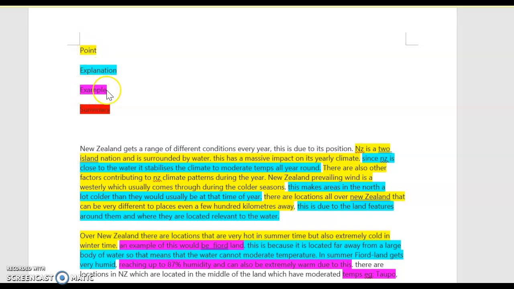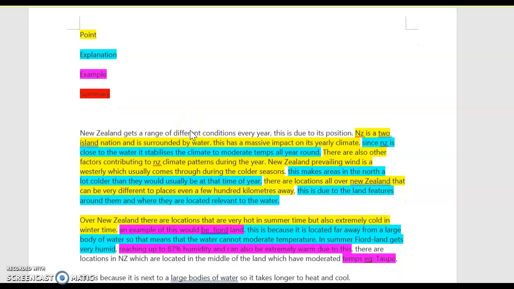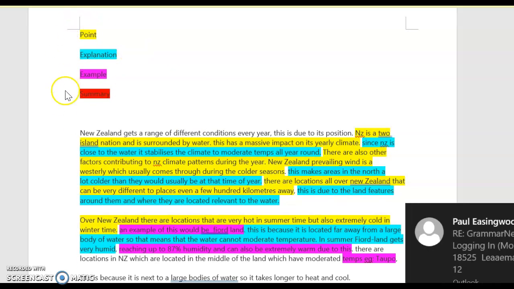Then the purple is an actual example, so mentioning the fact that Whangarei in the north has a different temperature to Invercargill in the south, mentioning those names and actually mentioning the average temperatures, and then a summary comment. This is why you see such varied temperatures from north to south in New Zealand. It might not be the best, but it's an example.